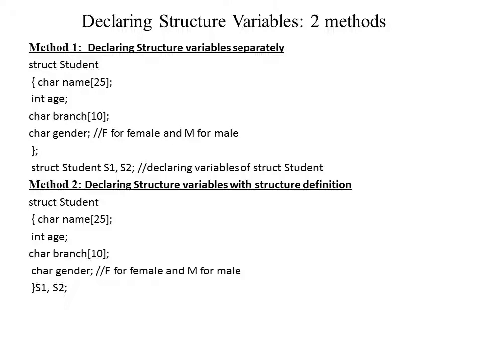And there is an alternative method, which is less preferred, declaring structure variables with the structure definition only. In this, when you define the struct student structure, between the closing curly braces and the semicolon in the last, you can put the s1 and s2 variables. So these are the 2 methods of declaring the variables, but method 1 is more preferred over method 2.